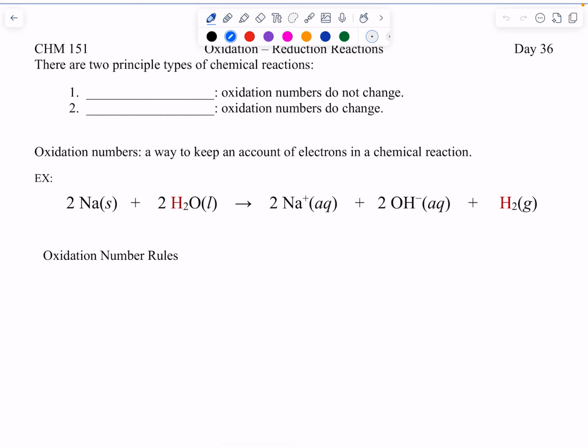We are talking about oxidation reduction reactions today. All right, so what are oxidation reduction reactions? It's a great question, and let's dive right on in.